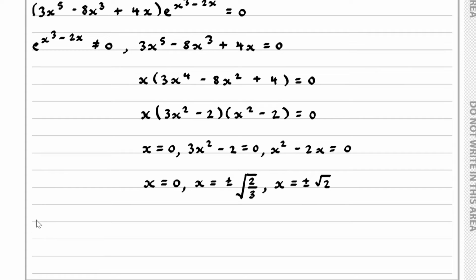Now, as x is greater than 0, we would therefore have solutions of x equals positive 2/3 square rooted, or positive square root 2 as our only solutions.